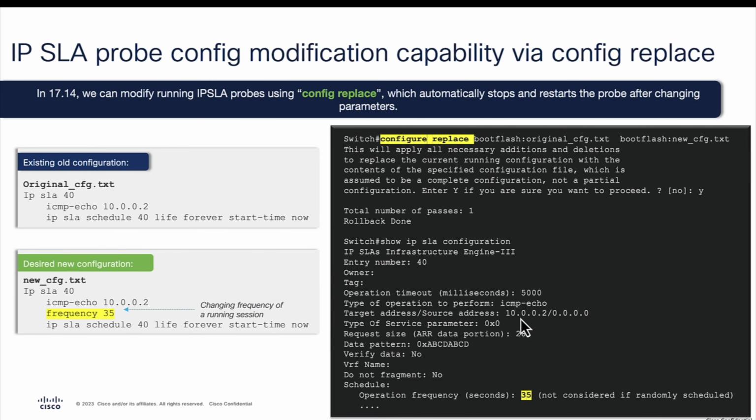However, with the release of 17.14, we've introduced a valuable enhancement. Now you can modify running IP SLA probes using the config replace command. This feature allows you to change parameters on the fly. When you apply these changes, the probe automatically stops, updates its configuration, and then restarts, making the process far more flexible and efficient without the need for manual intervention. This improvement provides greater control over your monitoring processes, ensuring you can adapt your configurations as needed without unnecessary downtime.